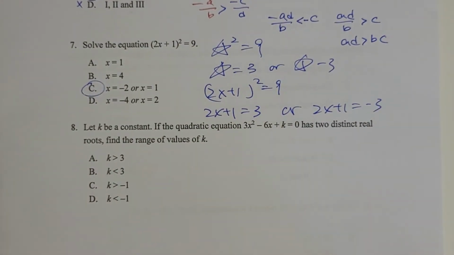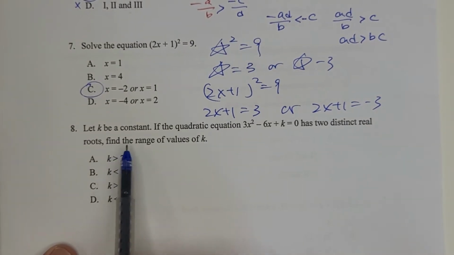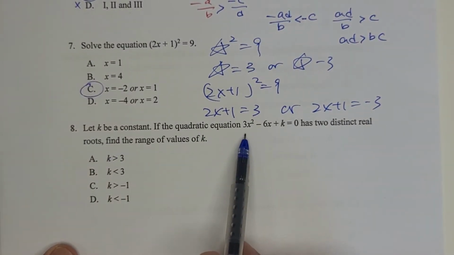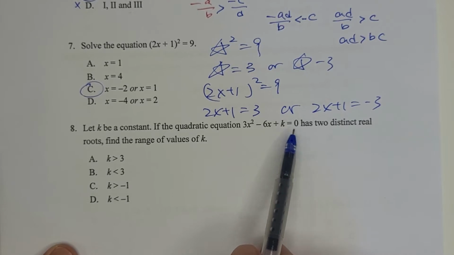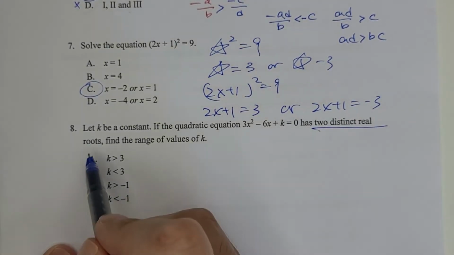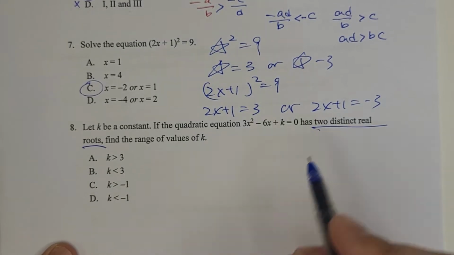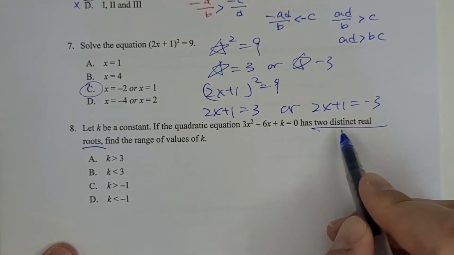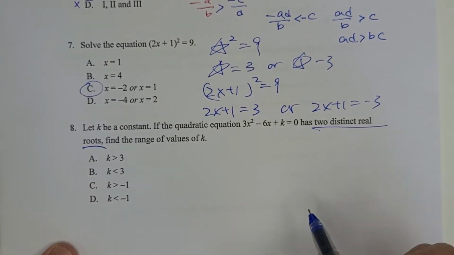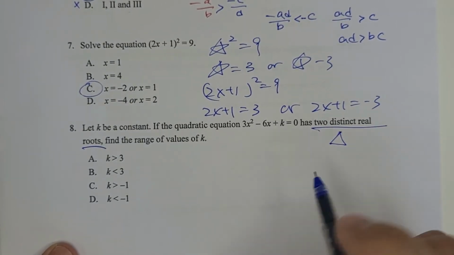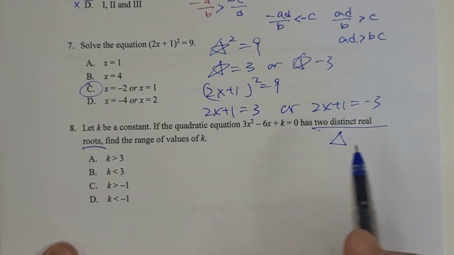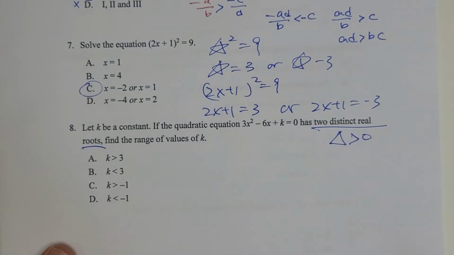Go to question number 8. k is a constant. If the quadratic equation 3x squared minus 6x plus k equals 0 has two distinct real roots, it's talking about the nature of roots. When it comes to the number of real roots in a quadratic equation, we consider delta. Now it has two distinct real roots, so the discriminant is greater than 0. Now find the range of k.